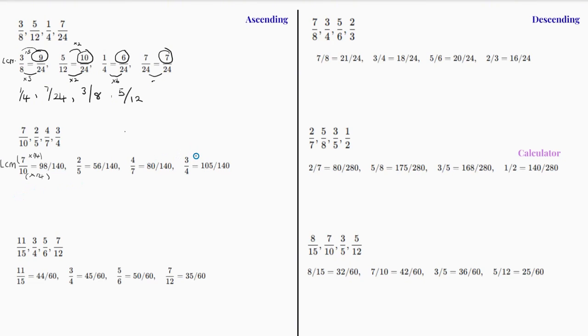So let's look at our top numbers, which are 98, 56, 80, and 105. Now we'll start with the smallest number. The smallest number is 56. So it's going to be 2/5. Next one is going to be 4/7. Remember to write the original fraction down, not our working out. The next one is 7/10. And then finally, our biggest one is 3/4.